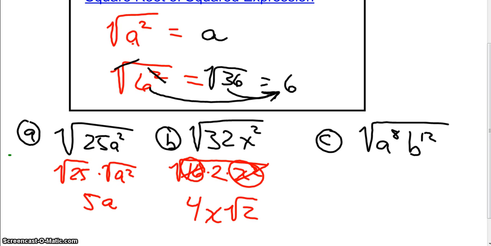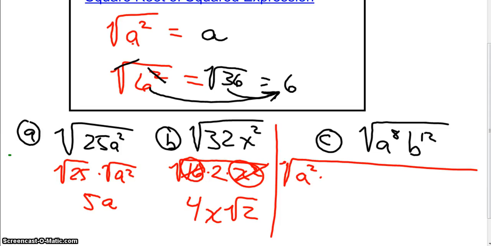Okay? C, we're going to expand. And we're going to look for perfect square factors. It's a little more challenging because it's variables, right? So let's make a big radical. And how many a squareds do I have if I have a to the 8? 4. Good. I have 2, 4, 6, 8. It's another way of writing a to the 8. Okay? And then how many b squareds do we have? 6. We have 6 b squareds.